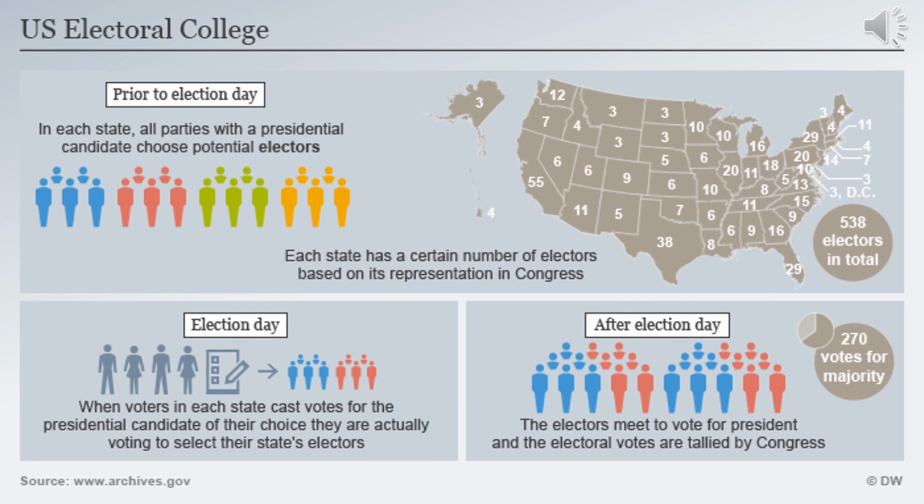Well, prior to Election Day, every state allows all the parties to choose presidential electors. So the Democratic Party chooses electors, the Republican Party chooses electors, the Green Party, the Libertarian Party, they all choose electors. And in the case of Texas, they choose 38 electors. In the case of Delaware, they choose 3.